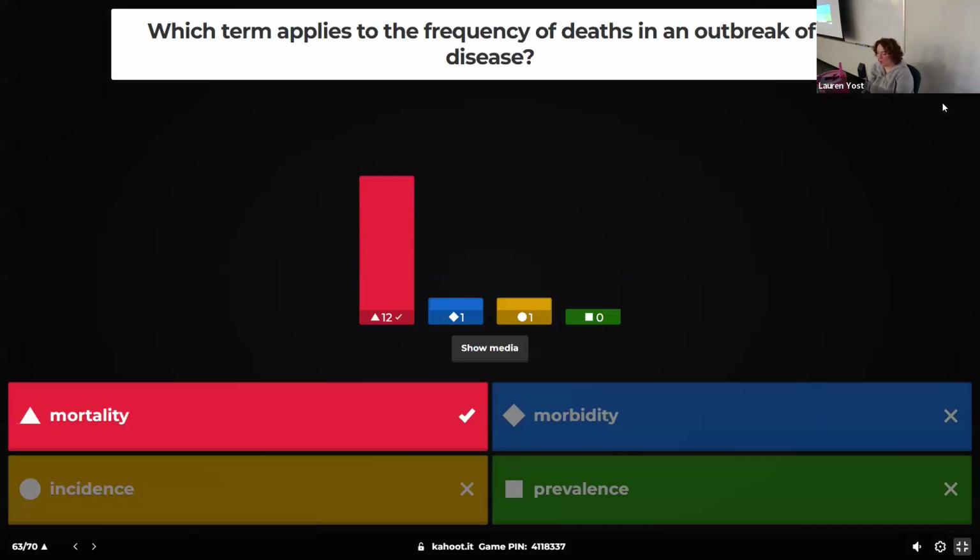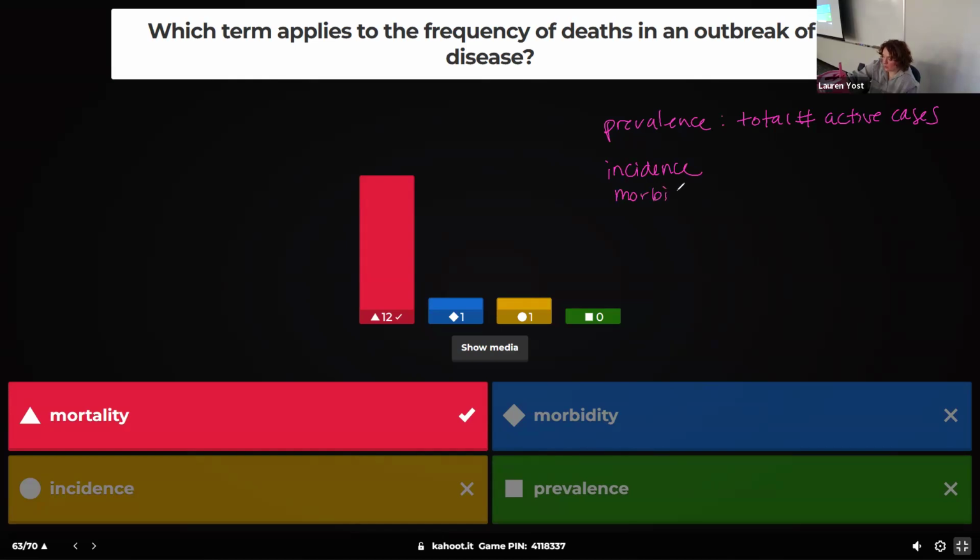Mortality. Good. So a lot of people are pretty solid on mortality. That's usually not a big issue for people, but we get confused with prevalence and incidence and morbidity. So we'll just briefly touch on those. Prevalence is the total number of cases that are in a population, total number of active cases. Incidence is the same thing as morbidity for our purposes.